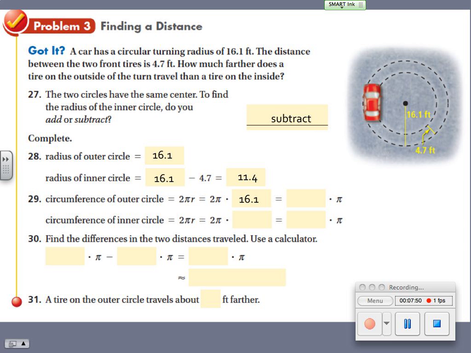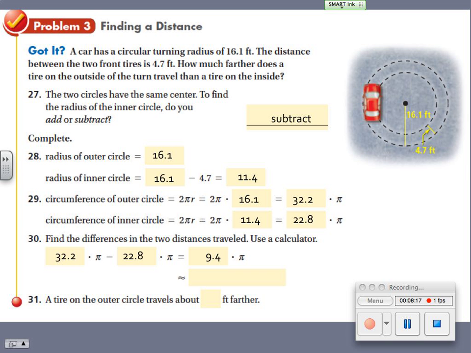So first we're going to figure out the circumference of the outer circle. 2 pi r, or 2 pi times 16.1, which equals 32.2 pi. Circumference of the inner circle is going to be 2 pi r, or 2 pi times 11.4, 22.8 pi. So to find the difference, we're going to subtract. You can use a calculator. I can do it in my head. You do it however you need to. 32.2 pi minus 22.8 pi equals 9.4 pi.